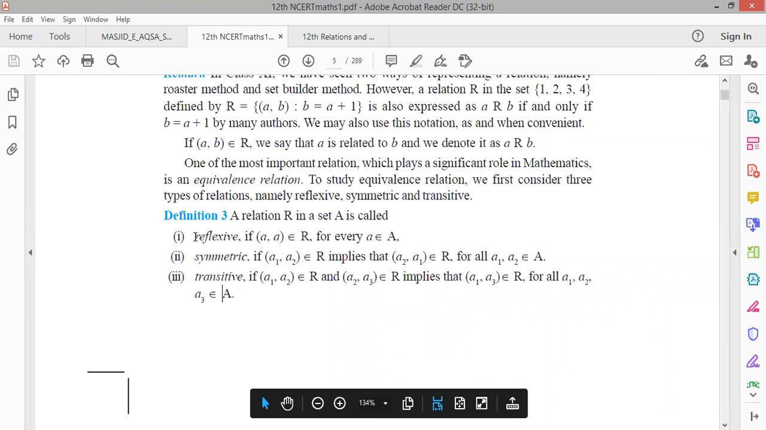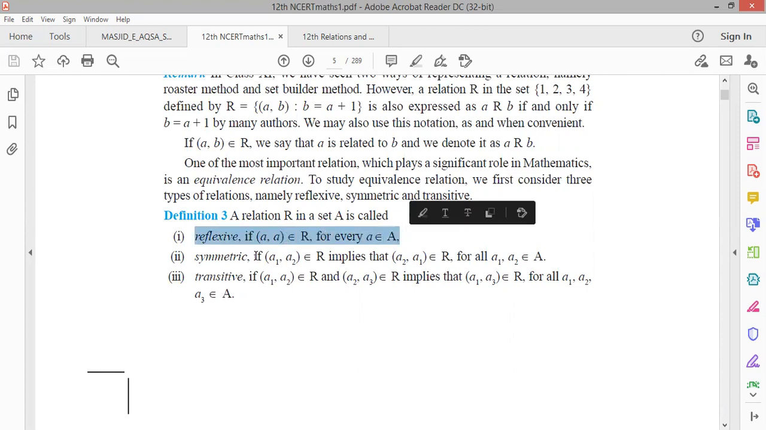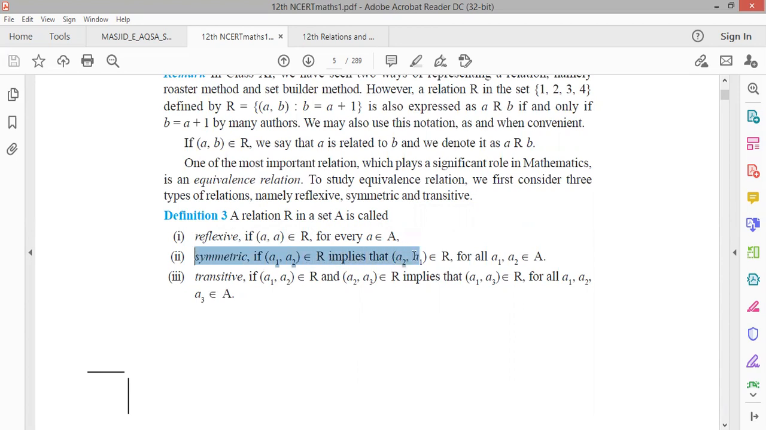The first we would like to define is the reflexive relation. A reflexive relation is that type of relation in which A is related to A for every A belonging to the given set. Symmetric relation: a relation is said to be symmetric if (A1, A2) belongs to the relation implies that (A2, A1) also belongs to that relation, where A1, A2 are elements of the given set A.